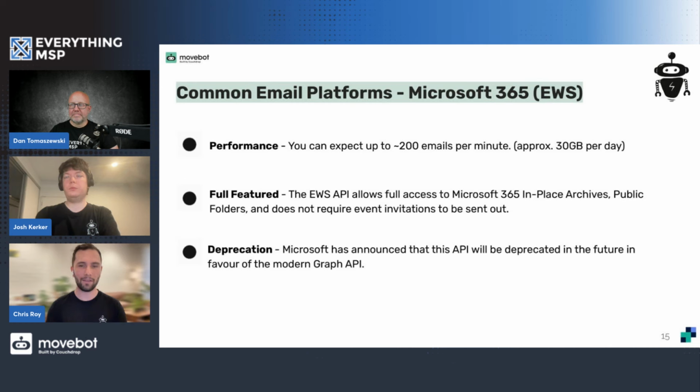So the EWS API would be the recommended method for transferring emails, contacts, and calendars at the moment. MoveBot supports both the Graph API and EWS mechanisms, and this is our recommendation for the time being. We are prepared for when the Graph API becomes fully available with all the functionality.